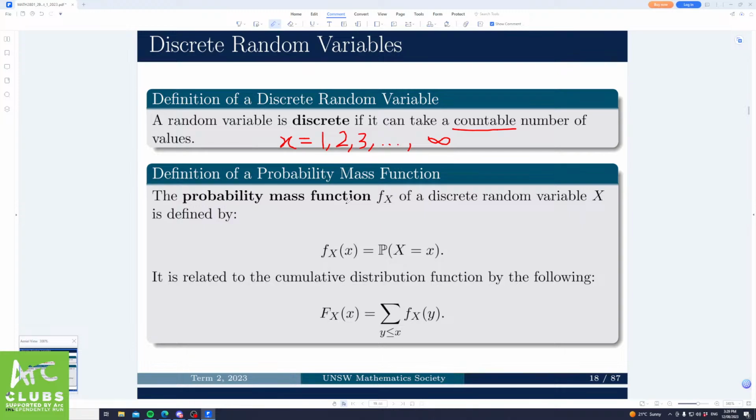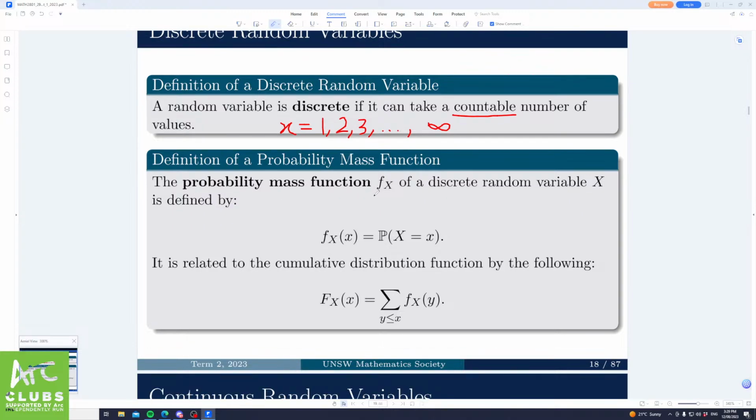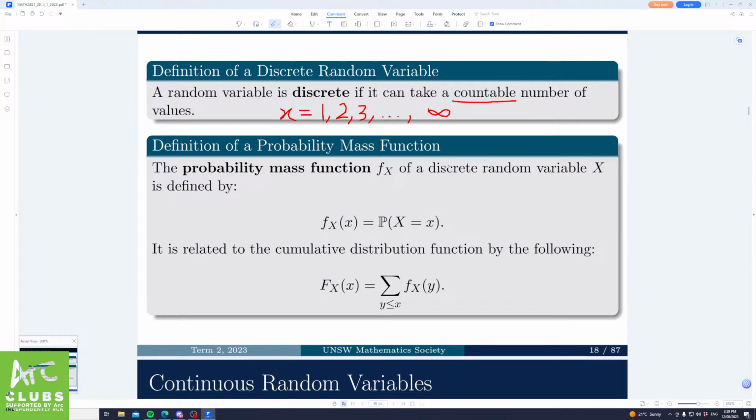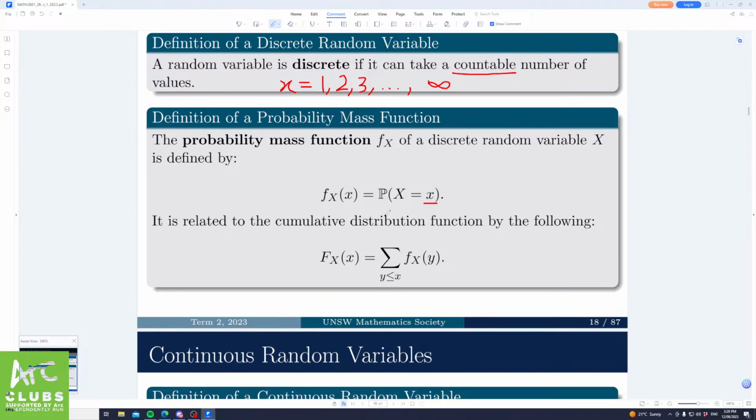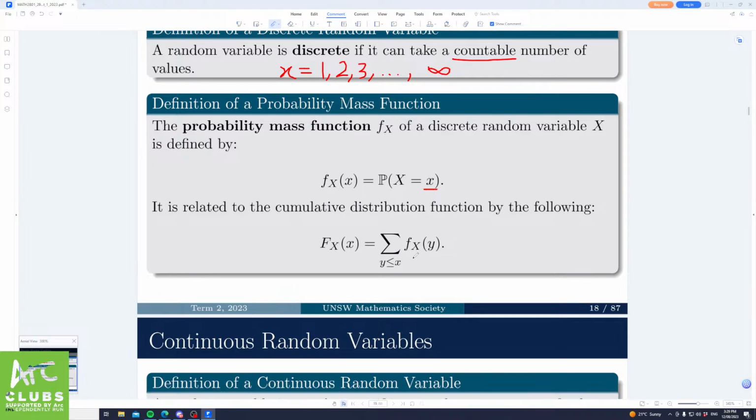The probability mass function, more commonly referred to as the probability density function, or the PDF, is given by little f, that's the notation we use. For a discrete random variable, it's basically spitting out the probability that our random variable is equal to x in this case. And it's related to the CDF by this property. Capital F of x is going to be the sum of all the individual probabilities of getting a score less than or equal to x.